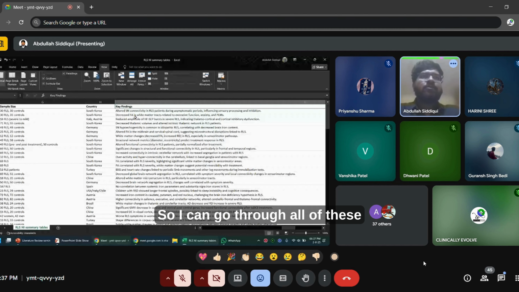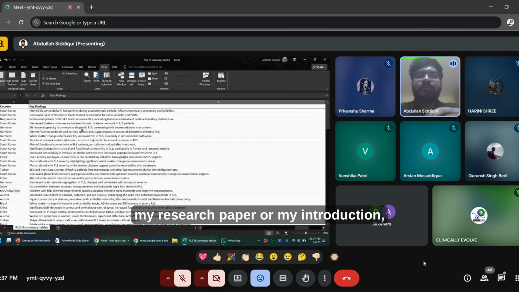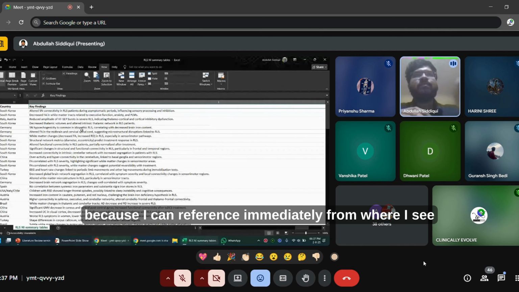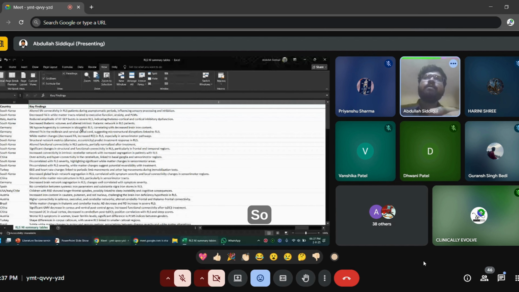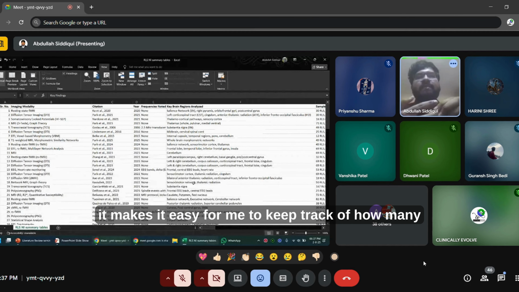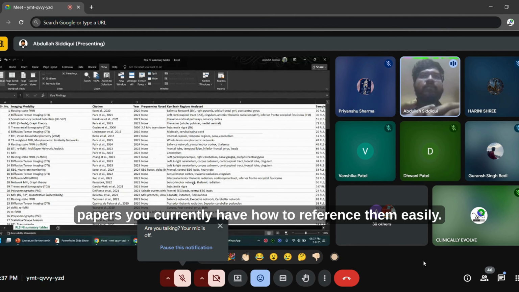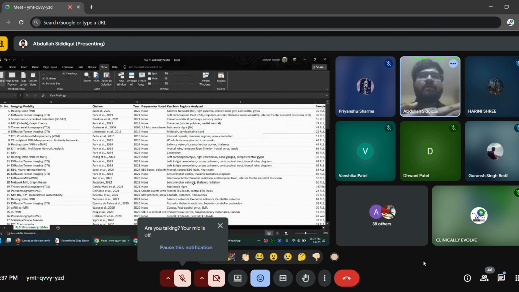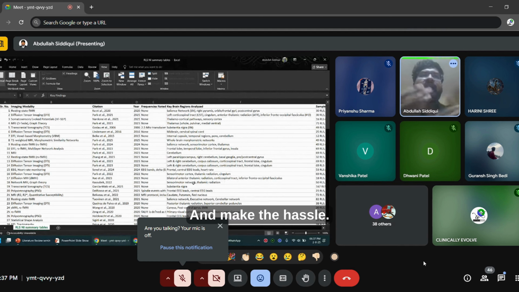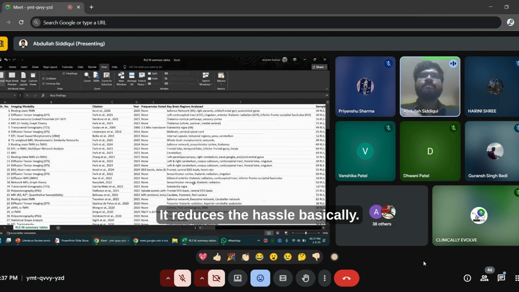So I can go through all of these at once, and it makes it very easy for me to write my research paper or my introduction because I can reference immediately from where I see it. Yeah, this is one example of a summary table that you guys can make. It makes it easy for you to keep track of how many papers you currently have, how to reference them easily, and it reduces the hassle basically.